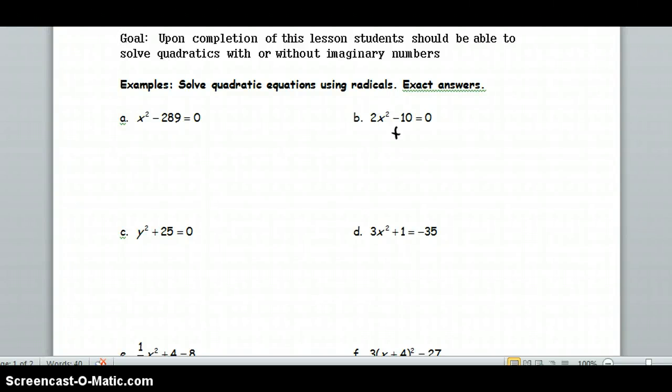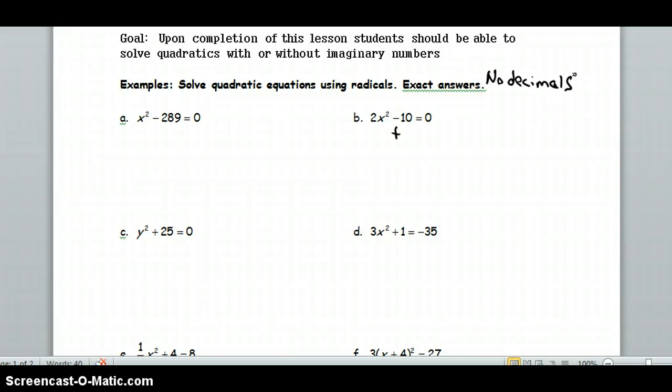Today our goal is, upon completion of this lesson, students should be able to solve quadratics with or without imaginary numbers. Solve the quadratic equations using radicals, exact answers. Now this means no decimals. All right, let's get started right away.